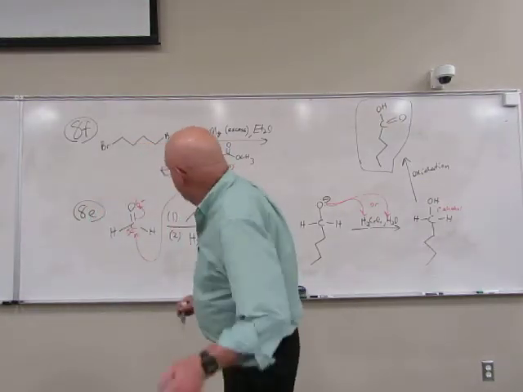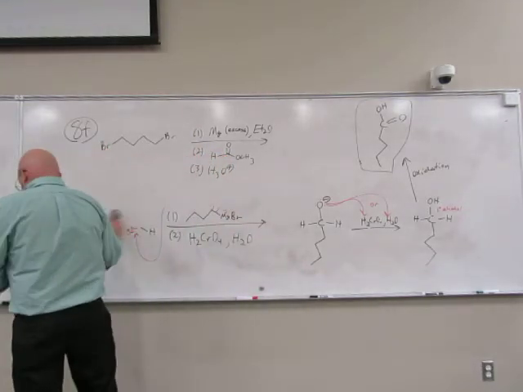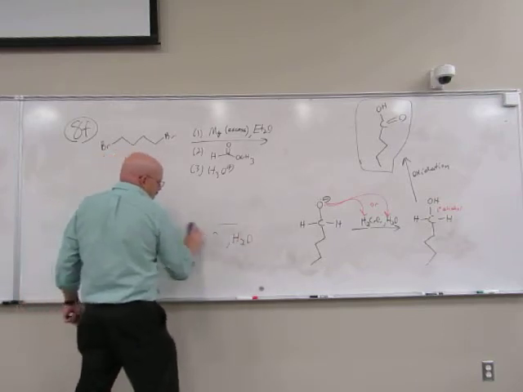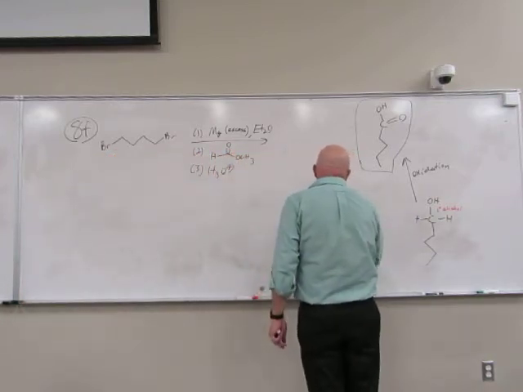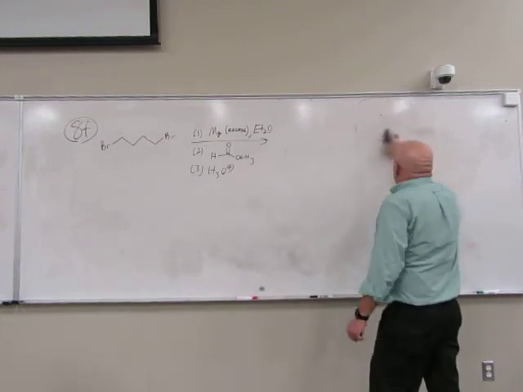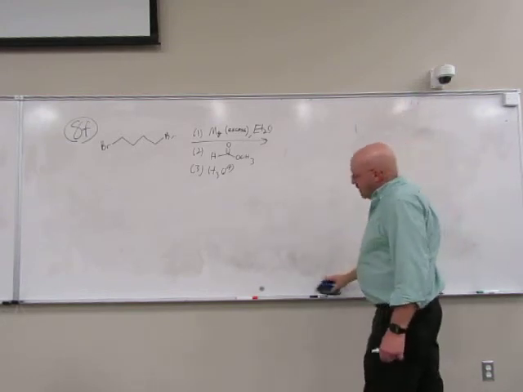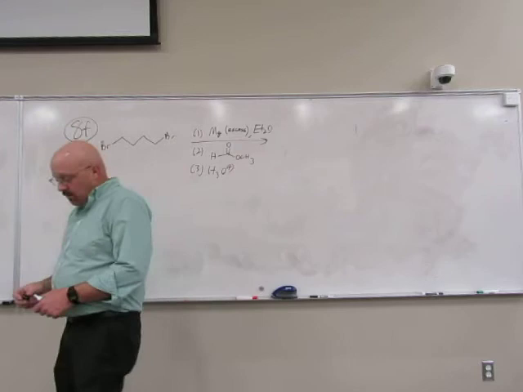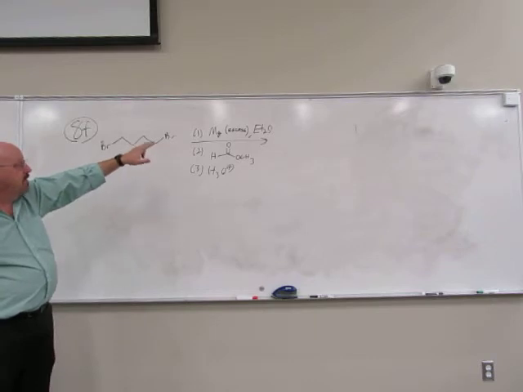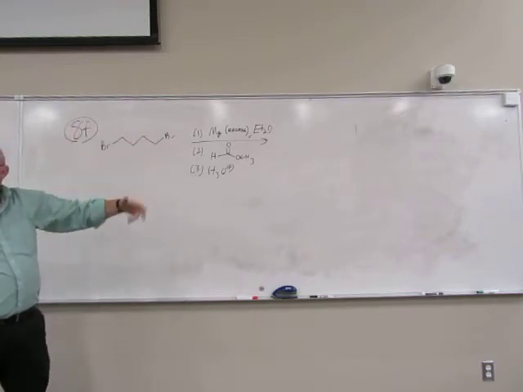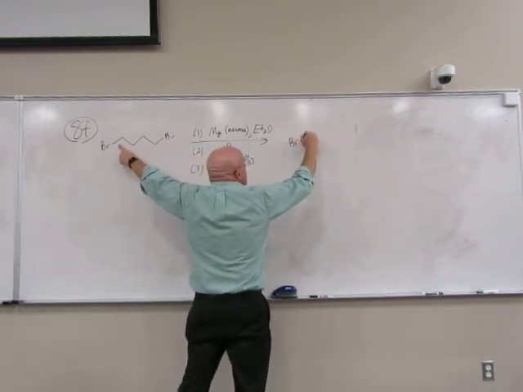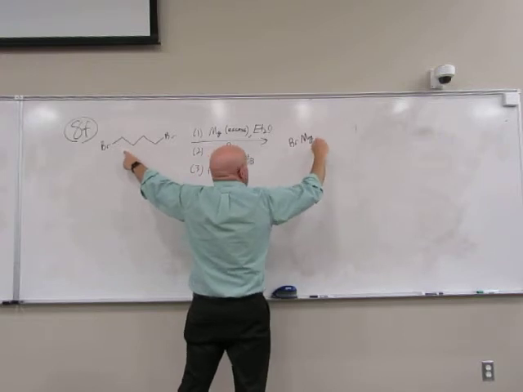Okay, next one here. Let's take a look at this one. First step, we are adding in magnesium metal. I have an alkyl halide. Magnesium metal and an alkyl halide will make the Grignard. So this one becomes a Grignard reagent. That magnesium inserts in between the halogen and the carbon.